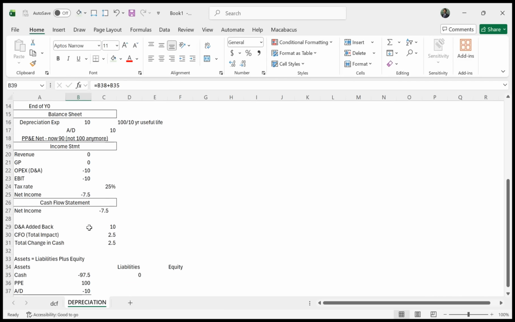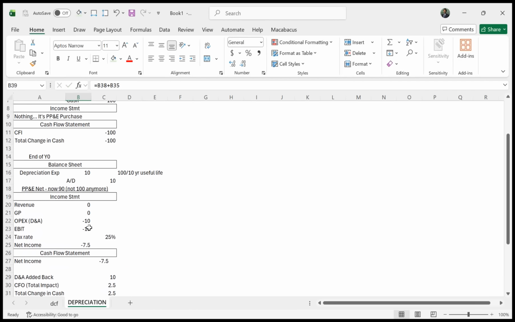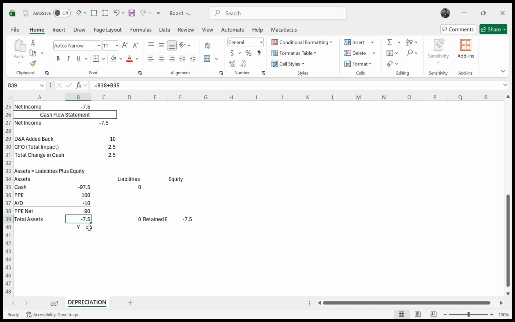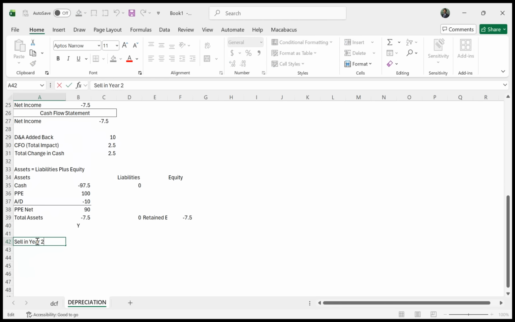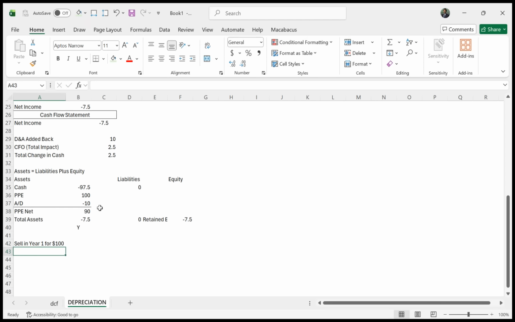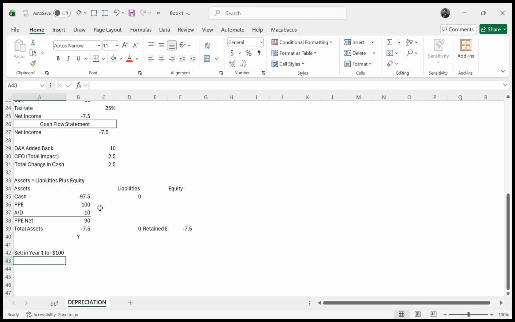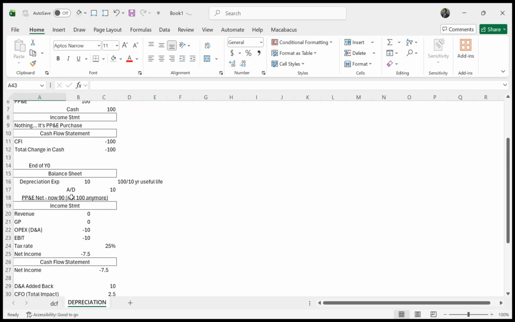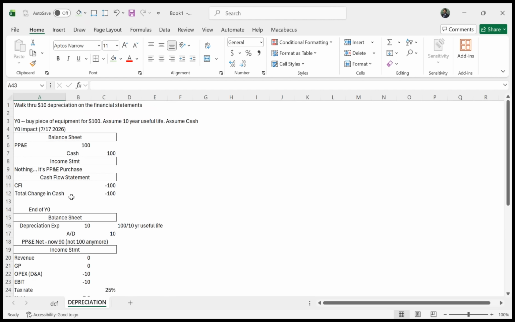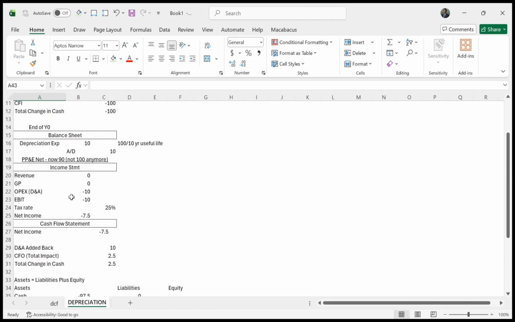Now, the final piece of this question, which could happen: they could say you run that for a couple of years, but you could basically say sell in year 2, or sell next year for $100. We'll sell the equipment next year for $100. I'll do this in the next year, but this is how you walk through depreciation on the 3 financial statements, and how you walk through a CapEx situation.